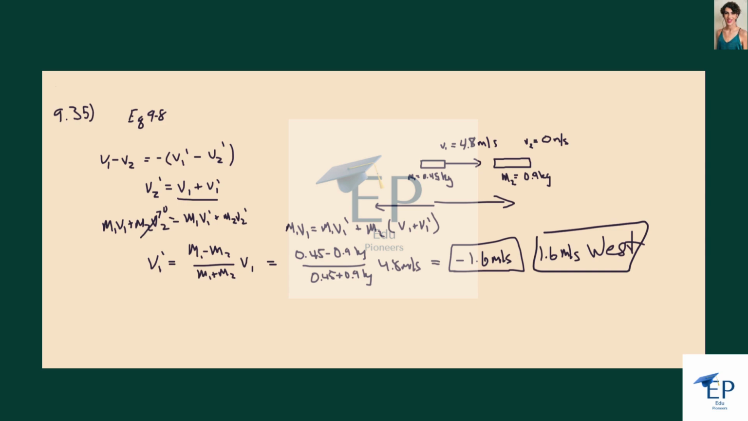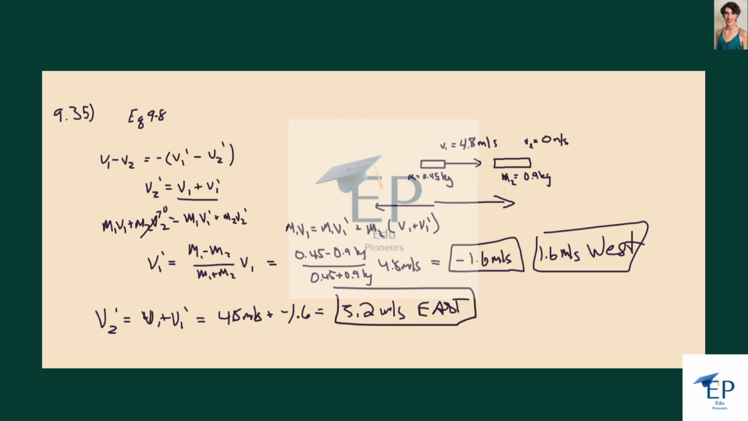Cool. So now we need to find v2 prime. v2 prime is v1 plus v1 prime. So that's just 4.8 meters per second plus negative 1.6, and that's 3.2 meters per second. Since this is positive, it's in the same direction as v1, so that is east. Cool, that's it.